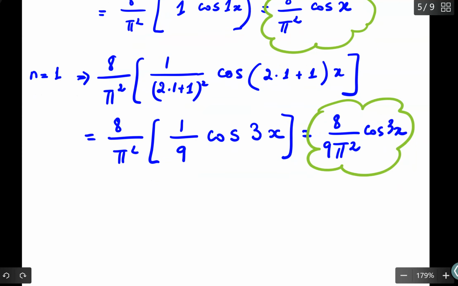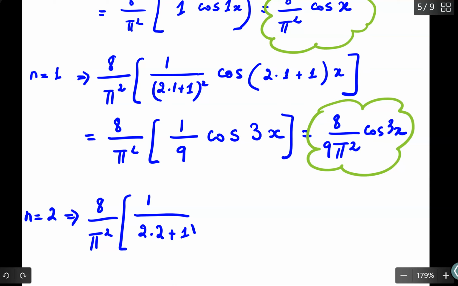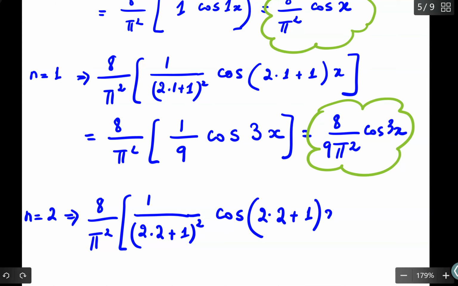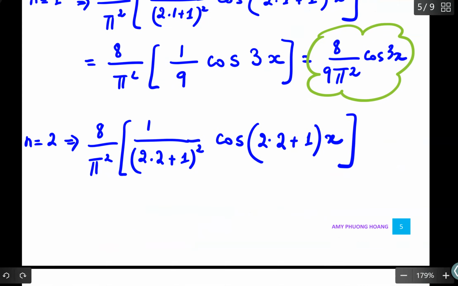Okay, continue on. I will write n equals 2, then a over pi square, 1 over (2 times 2 plus 1) square, times cos of (2 times 2 plus 1) x. Alright, close the bracket.